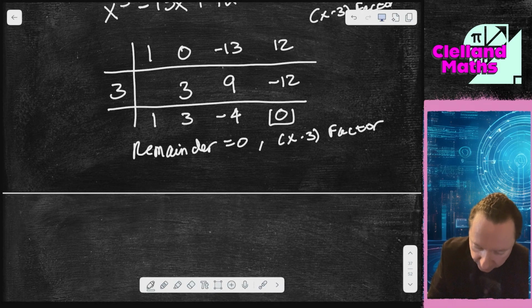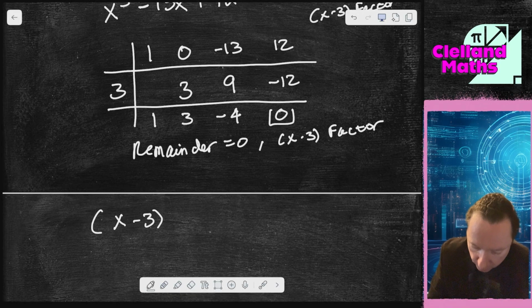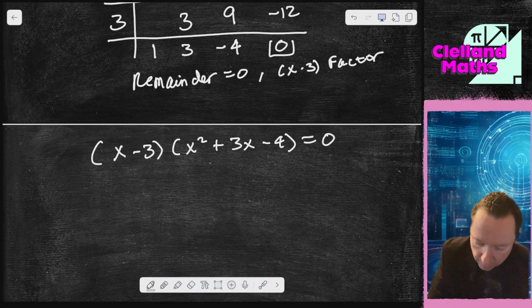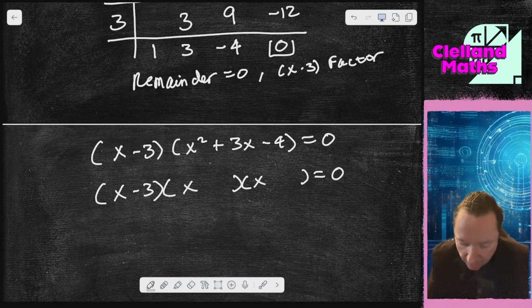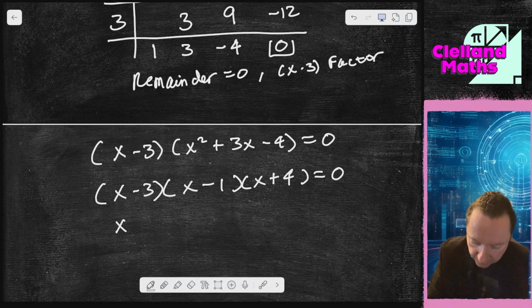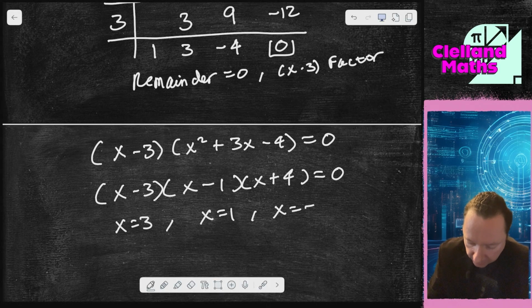So now we've got x minus 3 times x squared plus 3x minus 4. x minus 3, x and x, and 4 and 1 make 3 when you take away, so plus 4 minus 1, so x equals 3, which we've already got, x is 1 and x is minus 4.